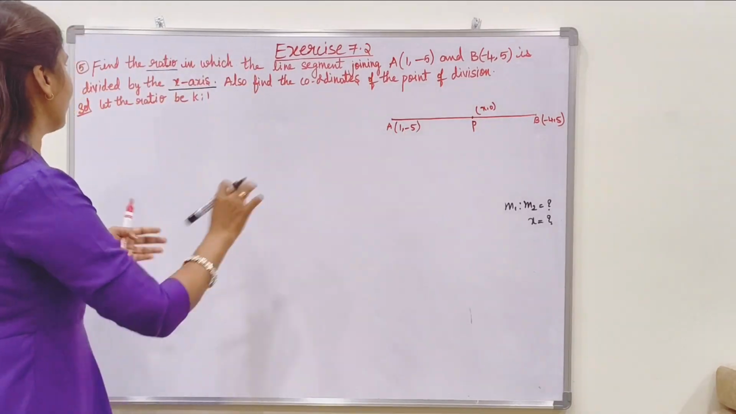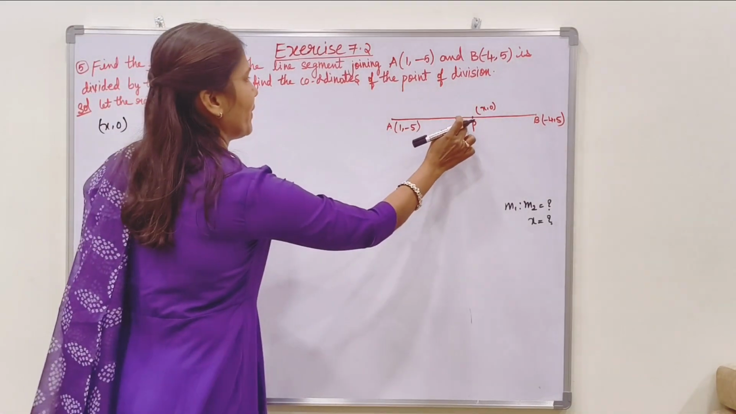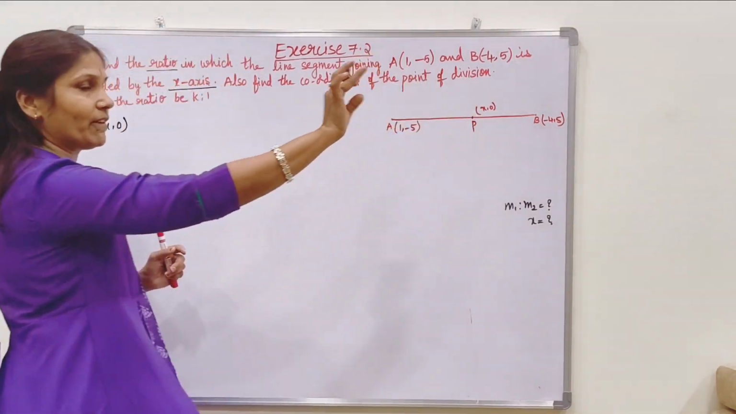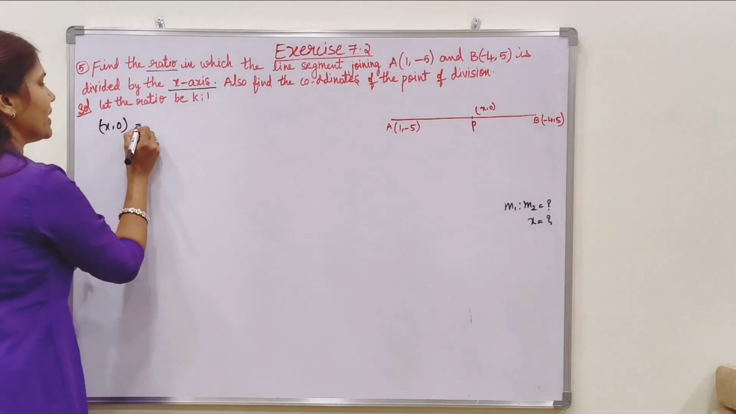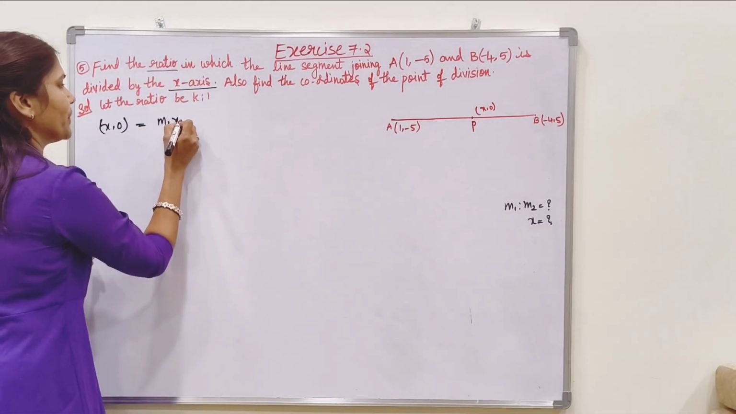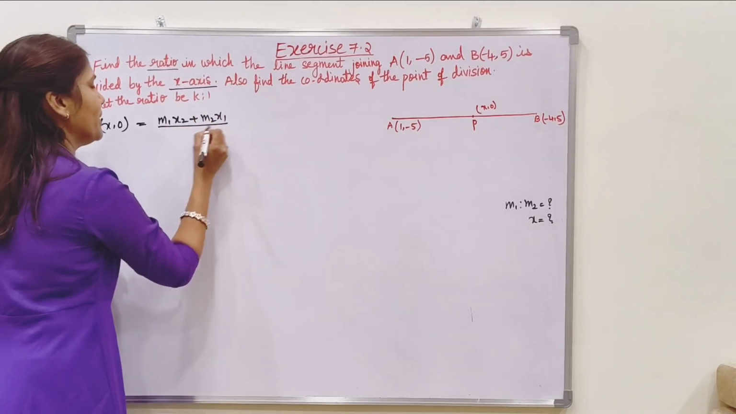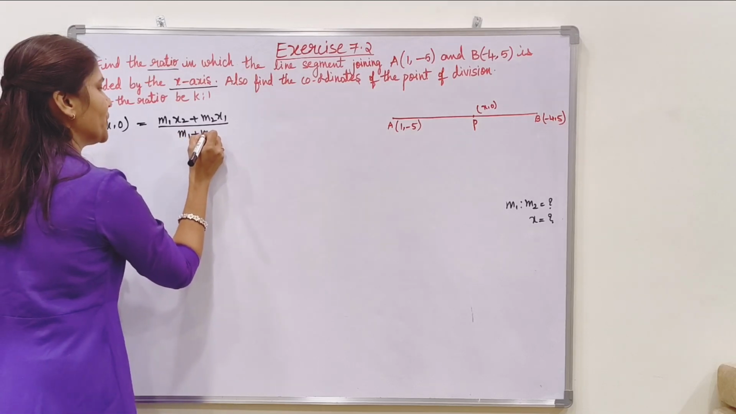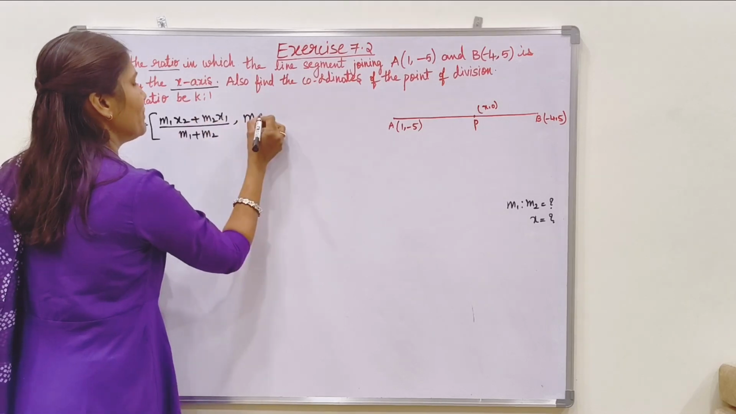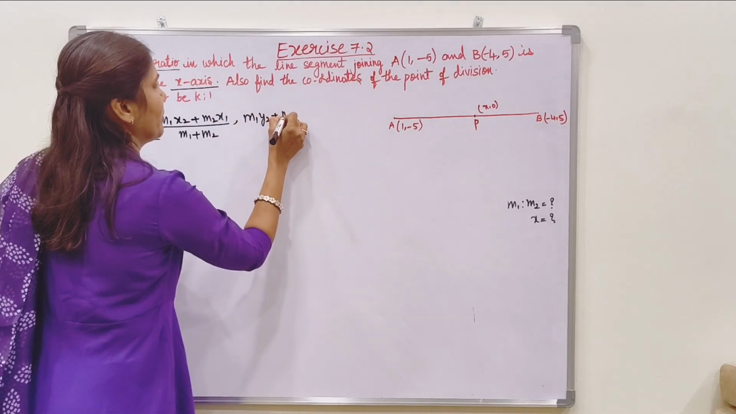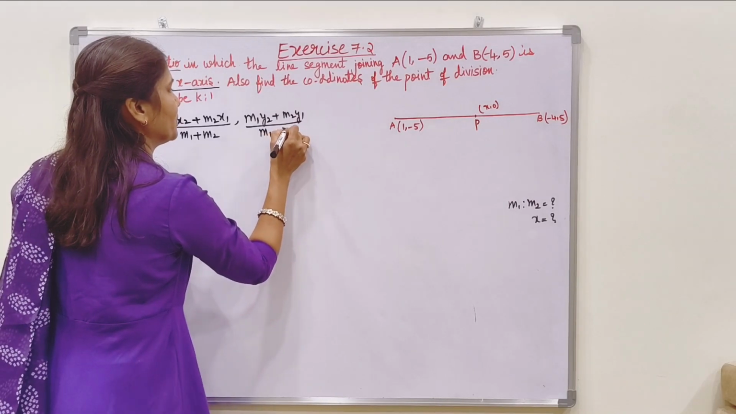So x0 equals, here we have to find this point using the section formula. What are the coordinates of this point? x0 is equal to (M1 x2 plus M2 x1) divided by (M1 plus M2). Keep this formula in your mind. It looks big but it is easy. Next, y0 is equal to (M1 y2 plus M2 y1) divided by (M1 plus M2).